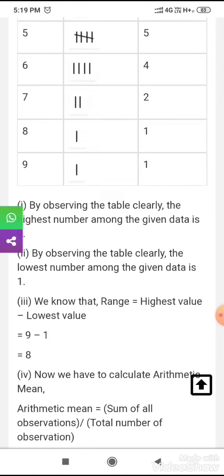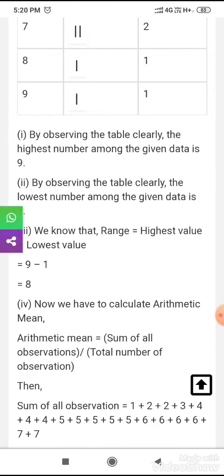number is 1. In the third part, we have to find the range of this data, so we apply the formula of the range, and it is highest value minus lowest value. Our highest value is 9 and lowest value is 1, so our range is 8.